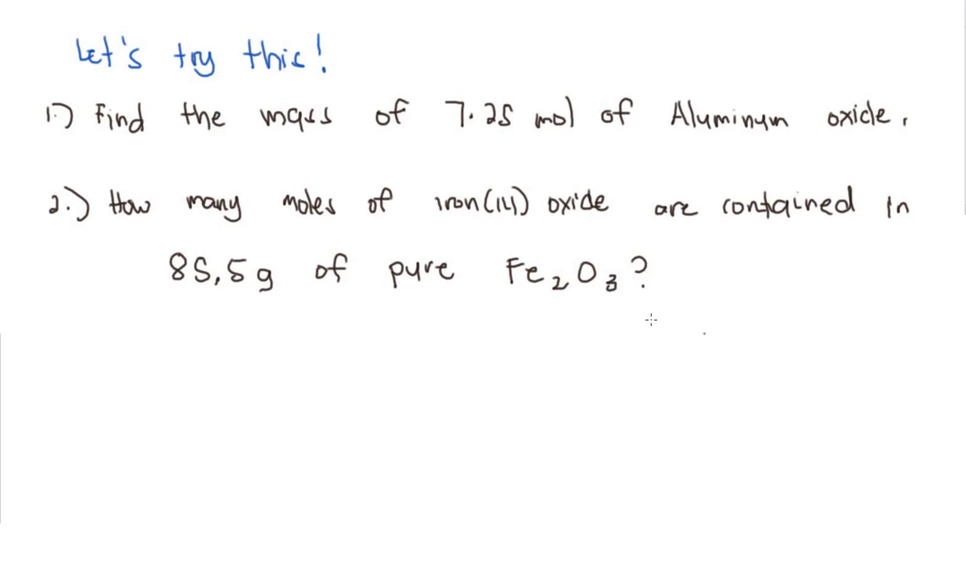Okay, so before we proceed to the next lesson, I want you to try this one. For number 1, find the mass of 7.25 moles of aluminum oxide. So we all know that aluminum oxide has a chemical formula of Al2O3. And for number 2, how many moles of iron 3 oxide are contained in 85.5 grams of pure iron 3 oxide?